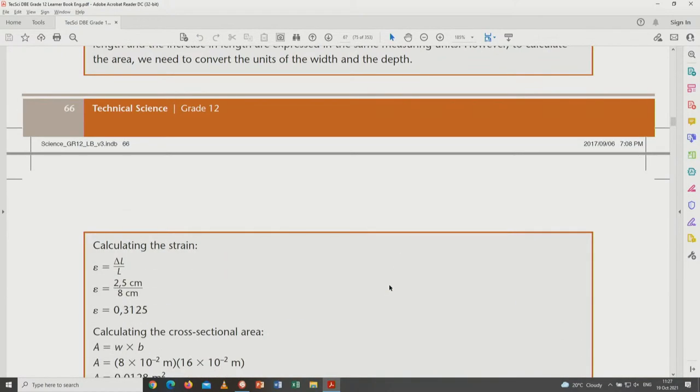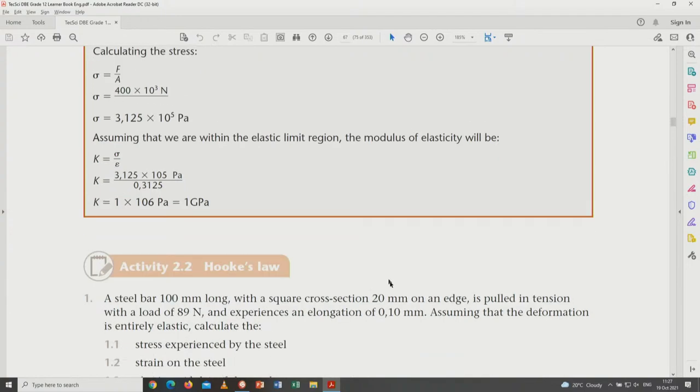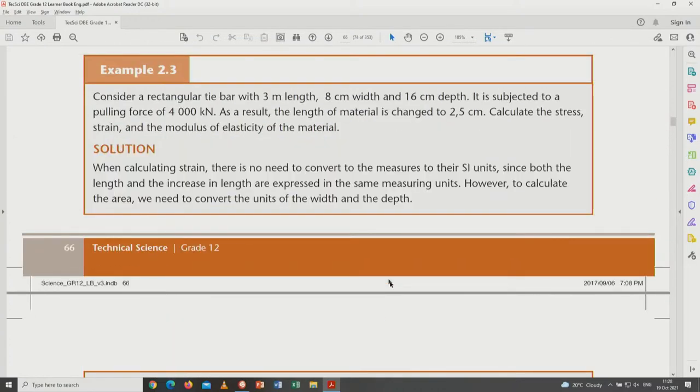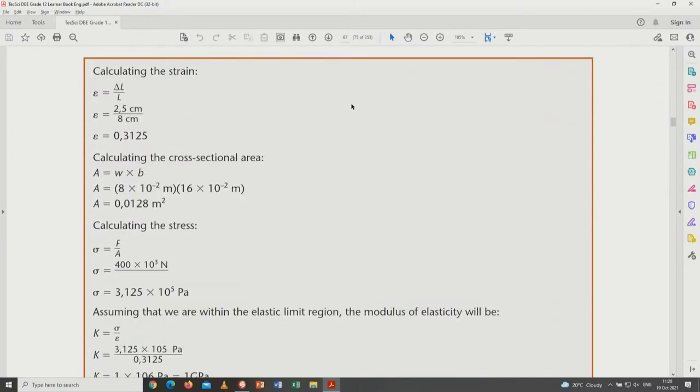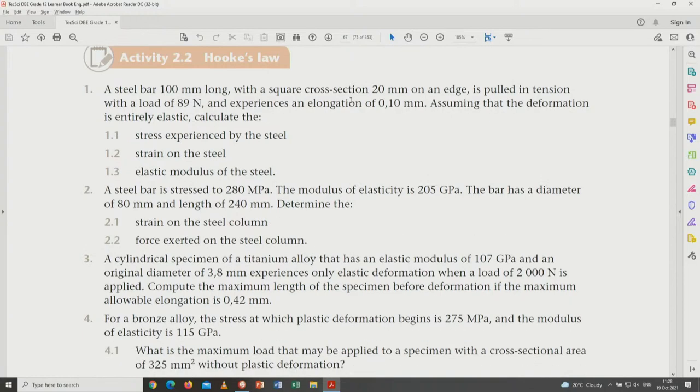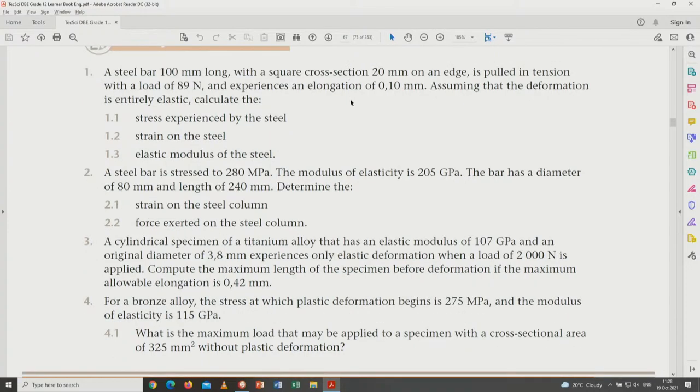I want us to look at example 2.3. It says, consider a rectangular tie bar with a length of 3 meters. Now, I think there's a slight problem with this one that we will leave for now. Otherwise we will have to rephrase some of the statements there. When I looked at that question, perhaps we can look at activity 2.2, perhaps let's look at the very first question there.